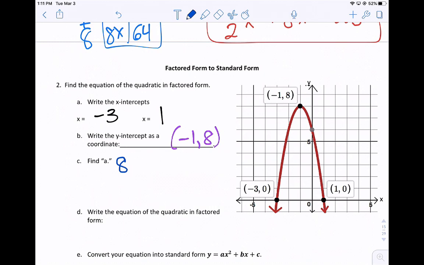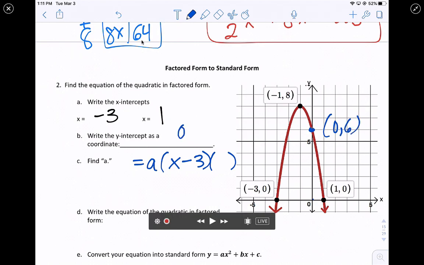So we have 8 equals our a value times x minus 3. Oh, and I didn't plug in the y-intercept. I'm sorry, I just plugged in negative 1, 8, which we could do, but I'll plug in the y-intercept. Okay, so our y-intercept is here at 0, 1, 2, 3, 4, 5, 6. 0, 6 is my y-intercept.